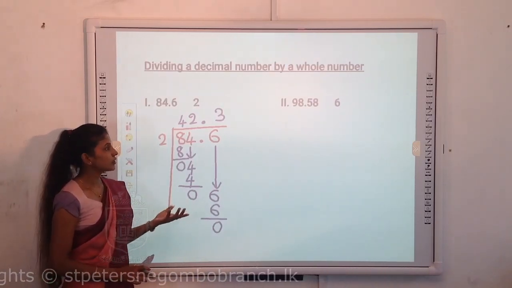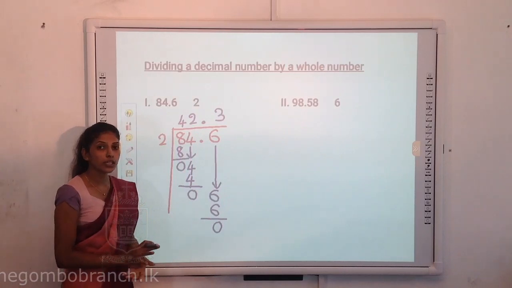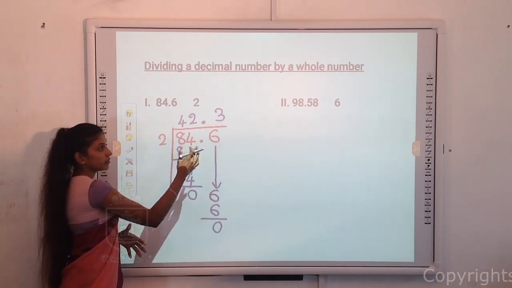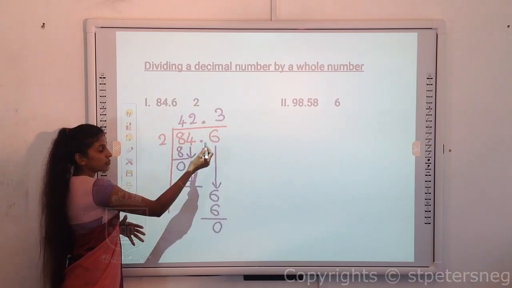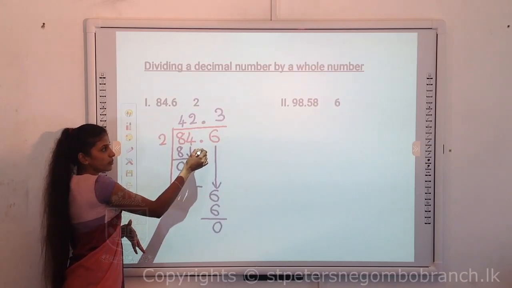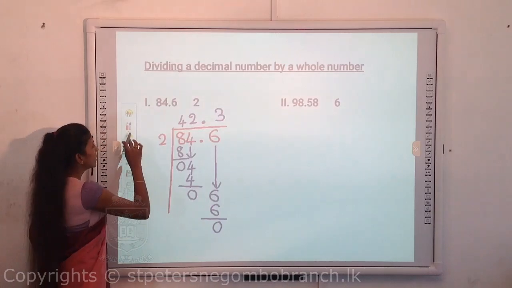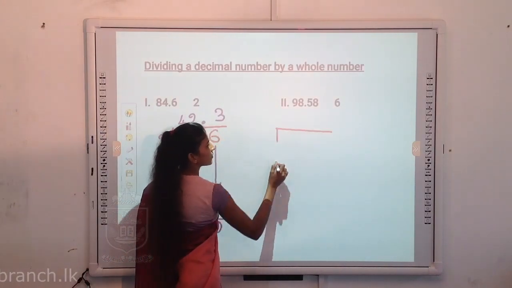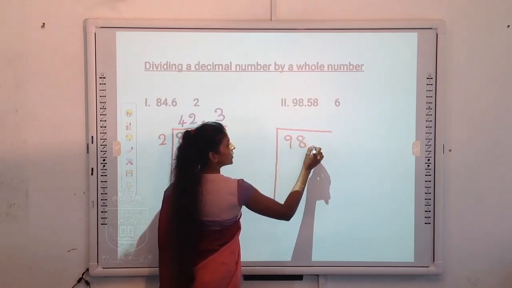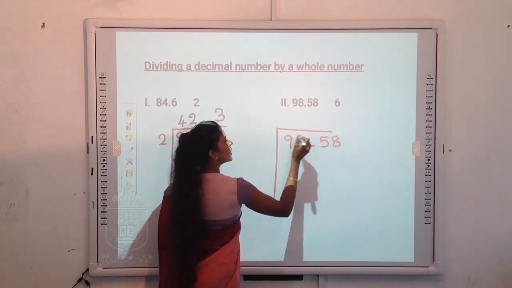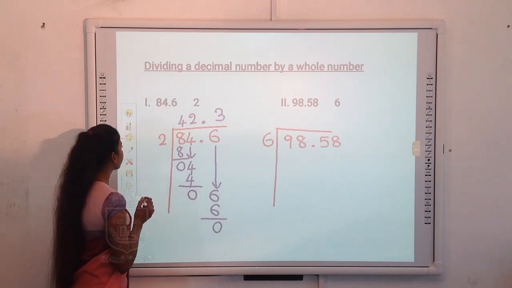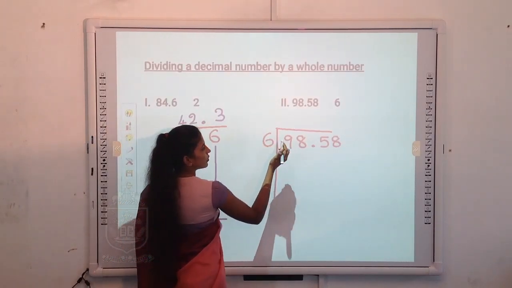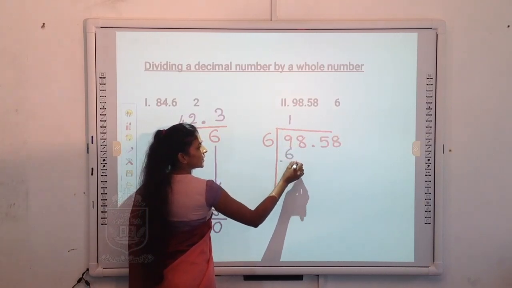So it's very easy, just like normal division, you all can divide. But the only thing that you have to keep in your mind is to indicate the decimal point just right after the last, just below, before the first decimal place, that is here. Right. Second example. 98.58 divided by 6. So same way we can divide. Okay. 6 times 1, 6.